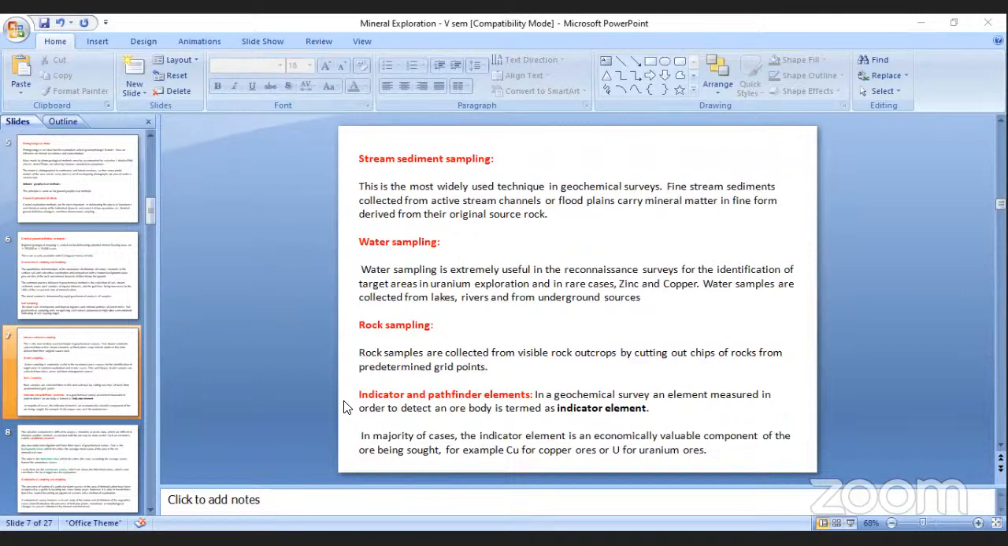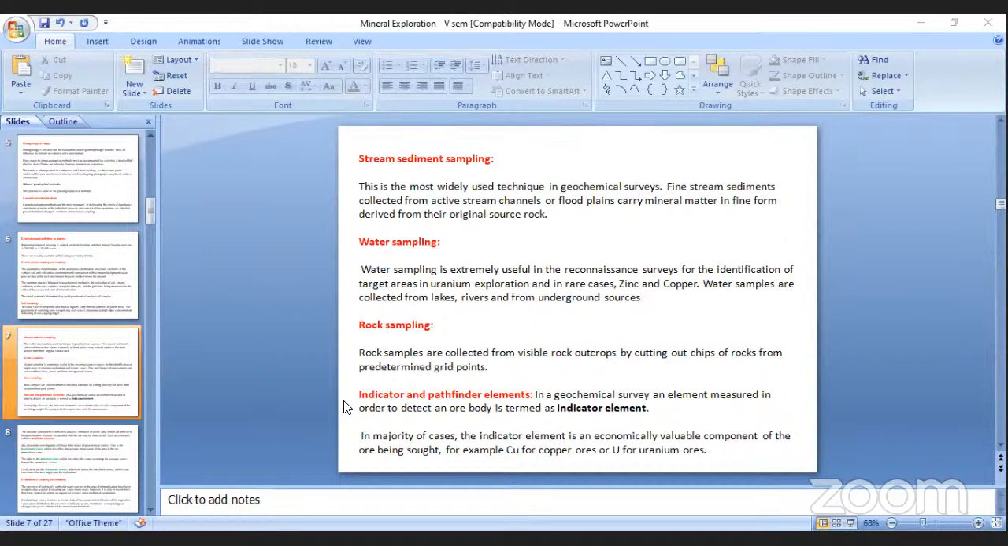You cut it down into small pieces. Those pieces we call chips, or the chipping method. According to the chipping method, you cut the rock into small pieces, and it should be a very fresh sample, not a weathered sample. Because if you collect a weathered sample, it will not give us the correct result. So definitely we need to collect fresh samples only. And it is according to grid points.